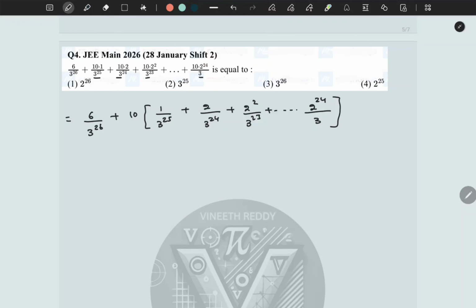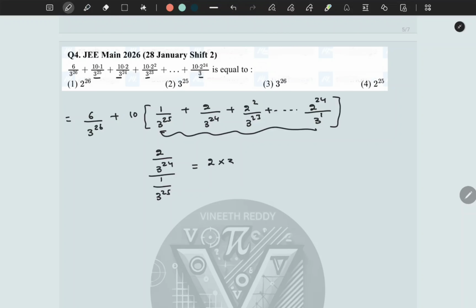So how many terms do we have? We have 25 terms, dear students. 3 power 1, 3 power 2 and so on till 3 power 25. Or we can even see with respect to 2 power 0, 2 power 1, 2 power 2 till 2 power 24. I think this is in GP. Just check. This is second term divided by first term. What do we get?